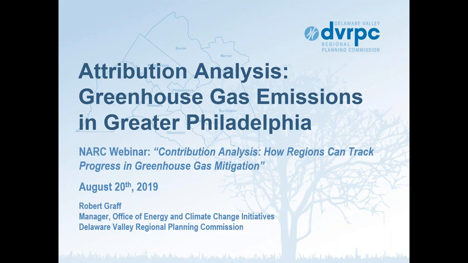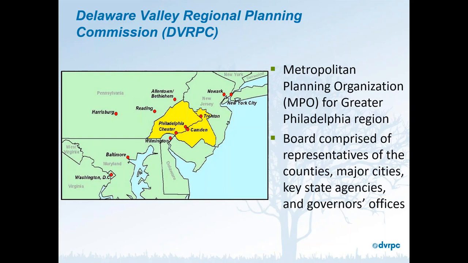DVRPC is the Metropolitan Planning Organization, or MPO, for Greater Philadelphia. Our region includes the City of Philadelphia and the 8 surrounding counties in Pennsylvania and New Jersey. Our board, the commission itself, is composed of representatives of these counties, the major cities in the region, and the 2 states. MPOs, like DVRPC, are primarily transportation planning organizations, and our board plays a key role in deciding how federal transportation funding gets spent in the region. In order to ensure this investment meets long-term regional goals, however, we are required to develop a long-range plan, which by its nature touches on a lot more than just transportation.